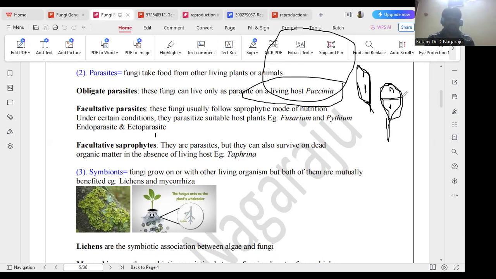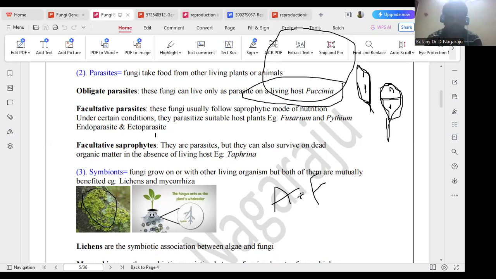Okay. And then the next mode of nutrition is symbiont. Symbiont means mutual benefit between two organisms. There is no harm to either; both get benefit by combining. You know, fungi are symbiont with algae, that we know as lichens. Lichens are the symbiotic association of algae and fungi.